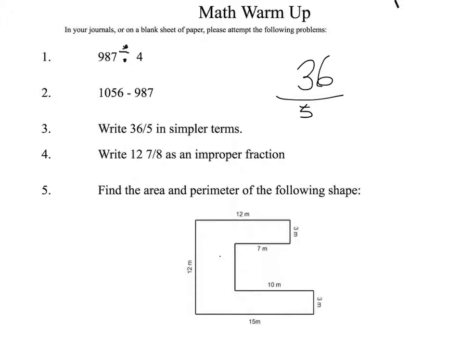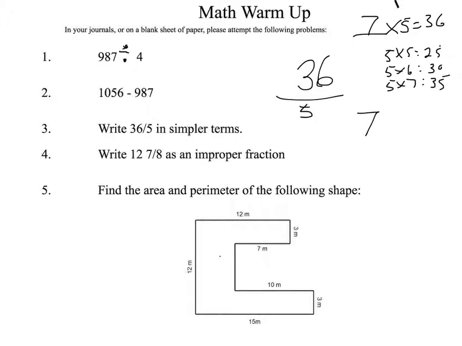So, as Noel told us yesterday, we think about a multiplication problem. What times 5 can get me close to 36 without going over? Well, I know 5 times 5 is 25. 5 times 6 is 30. 5 times 7 is 35. So 7. So we have 7 wholes. That made 35. We have 1/5 left over. So that is our improper fraction to mixed number.